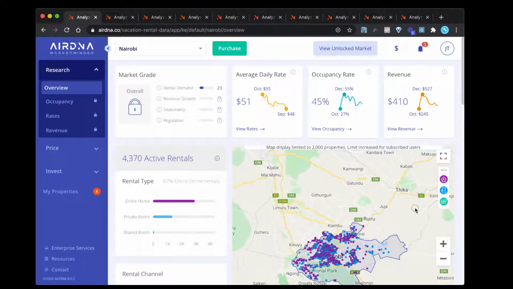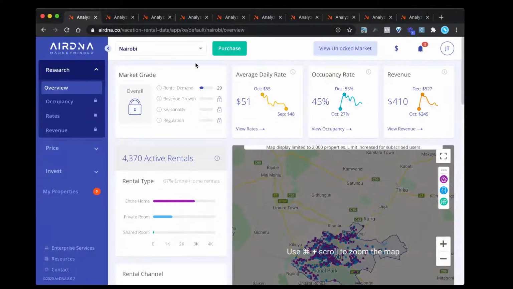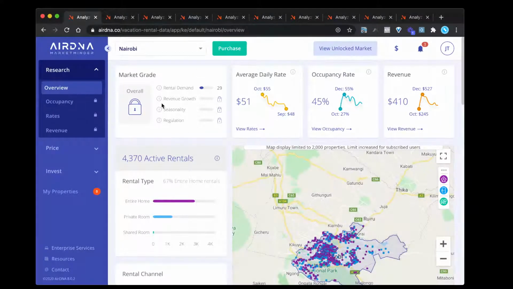Okay, AirDNA is just one of them. We actually use quite a few others. So here is a look at Nairobi on AirDNA, it's airdna.co. If you look at Nairobi, it gives you rental demand at about 29.